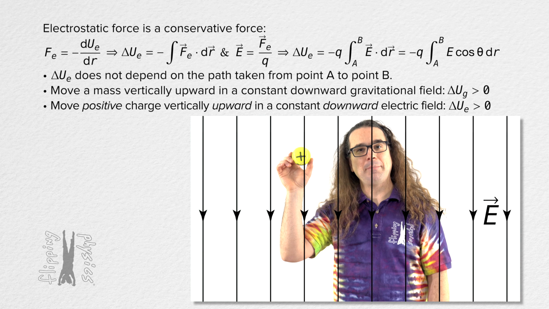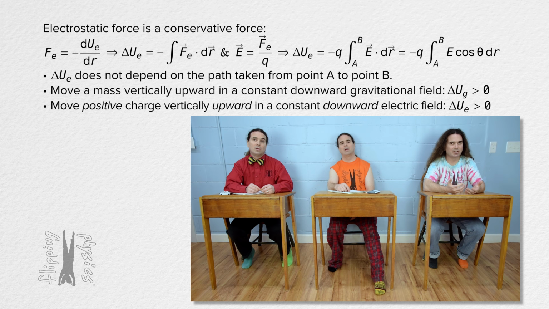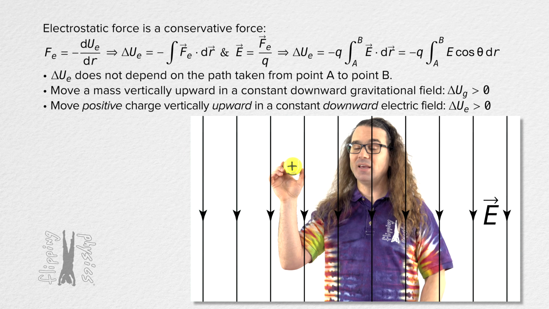And Bo, what happens if I let go of the positive charge? It goes downward. It accelerates downward. It accelerates in the direction of the electric field. Sure. As the electric potential energy of the positive charge decreases, it gains kinetic energy. Exactly.